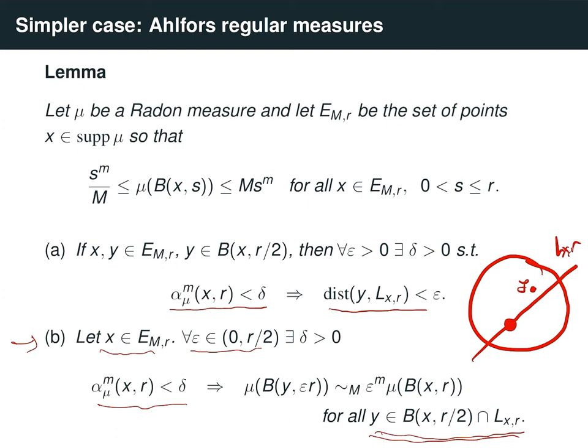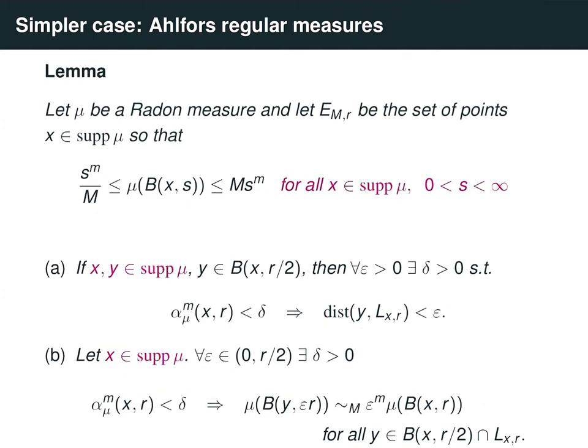Now, to simplify the proof of Marstrand's rectifiability criterion in this video, what we're going to do is actually assume that our measure mu is Ahlfors regular. So what this means is that there's no longer the set E_m. In fact, we're assuming that the whole support satisfies these inequalities. So we'll just cross this out. And what we're assuming now is that for all x in the support and all s between 0 and infinity, these measure bounds are satisfied.